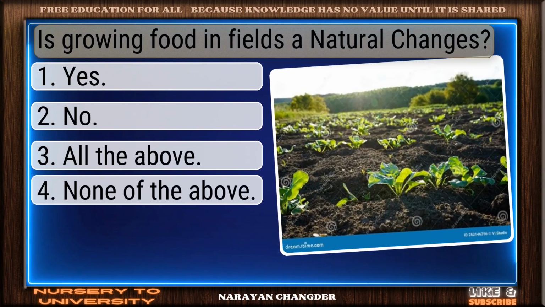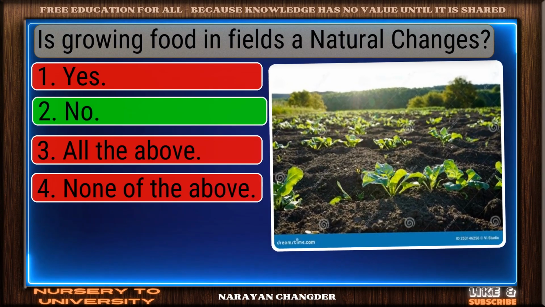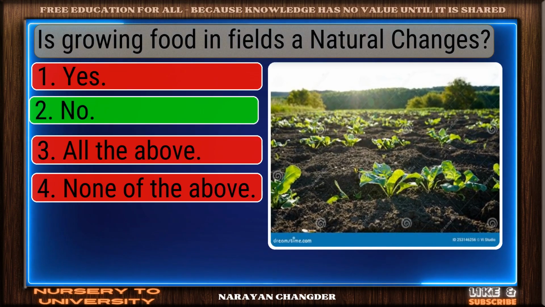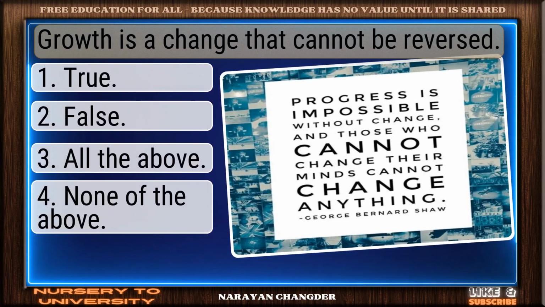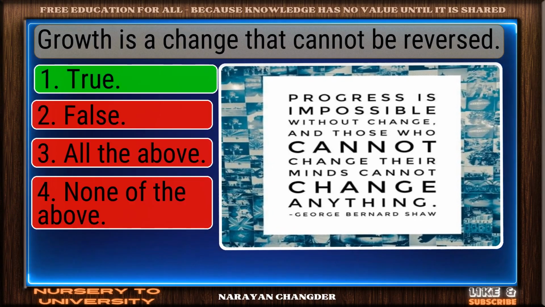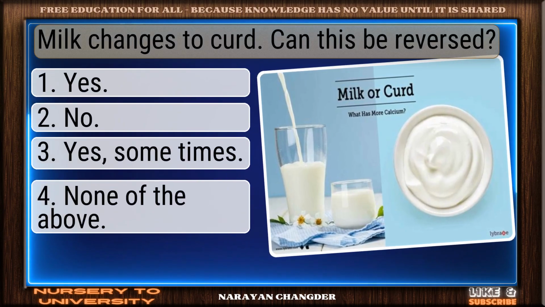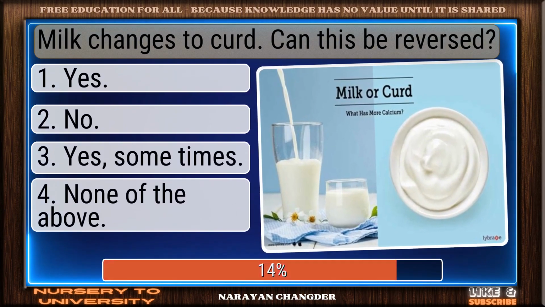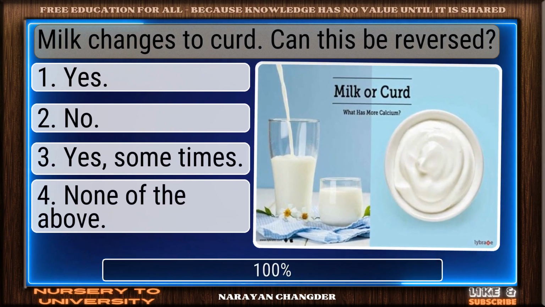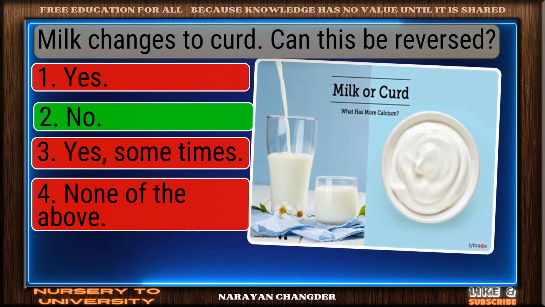Is growing food in fields a natural change? Well picked. No is the correct answer. Growth is a change that cannot be reversed. Bravo. True is the answer. Milk changes to curd. Can this be reversed? Exactly. No makes sense and it is the right choice.